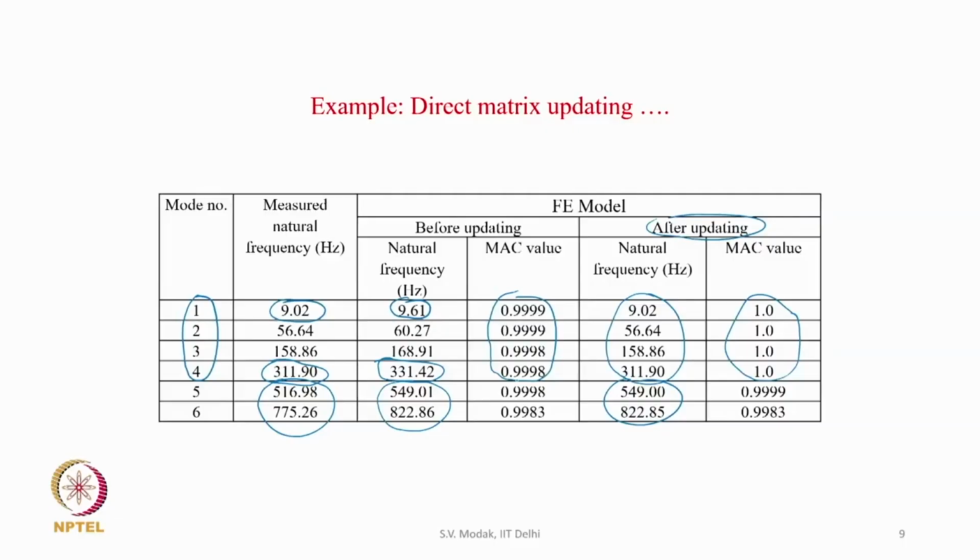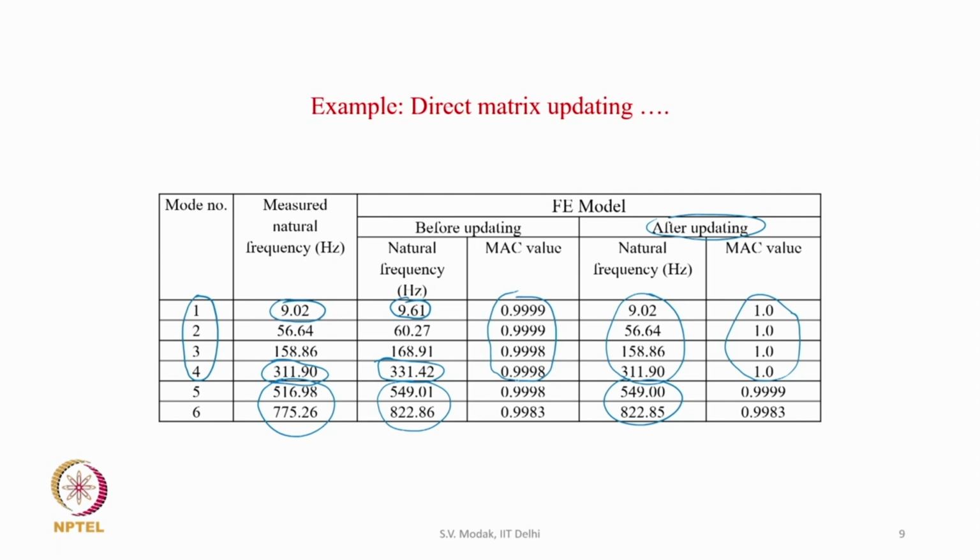So, this is the typical characteristic of direct matrix updating method. A direct matrix updating method reproduces the data which was used in updating. However, for the data which was not used in updating, the natural frequency and mode shapes of the modes beyond the updating frequency range, not much improvement in their correlation is seen. So, this is not a desirable characteristic of a model updating method. Ideally, we would like that there is some improvement in the correlation of modes which were not used in updating.